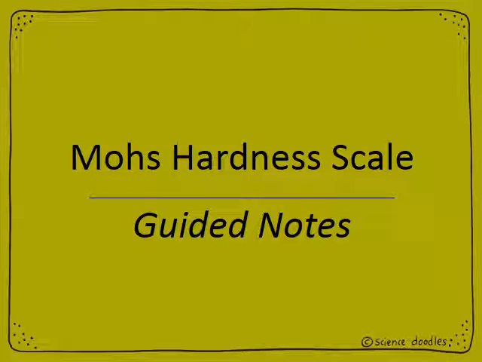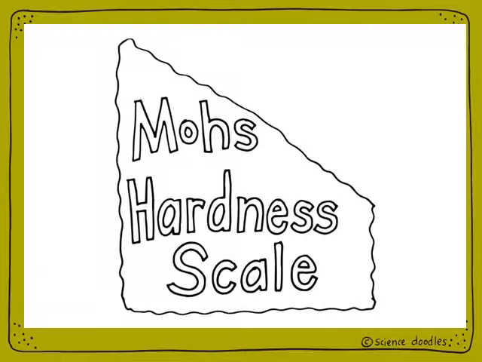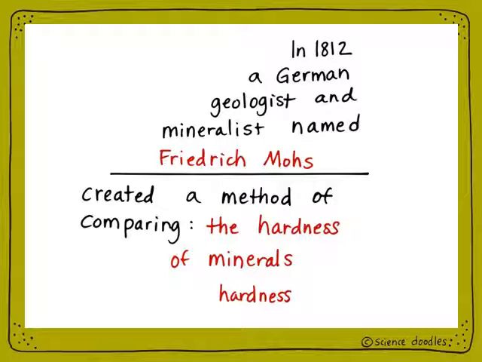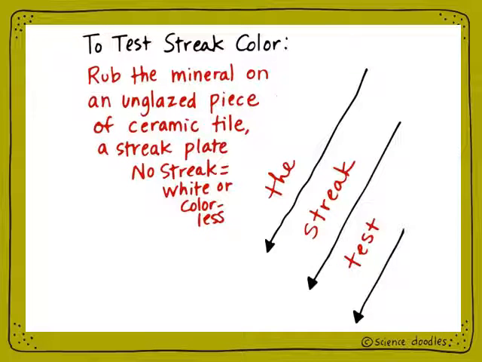All right, now we're going to go ahead and talk about Mohs hardness scale a little bit more. So in 1812, a German geologist and mineralogist named Friedrich Mohs created a method of comparing the hardness of minerals. Okay, so he was comparing how hard the different minerals were. To test a streak color, you rub the mineral on an unglazed piece of ceramic tile, a streak plate. If it has no streak, it means it's white or colorless. And so you're going to scratch it on a porcelain plate and see what color gets left behind.